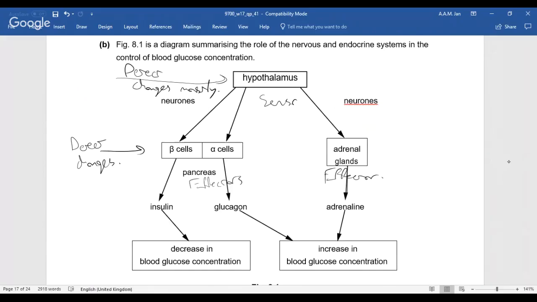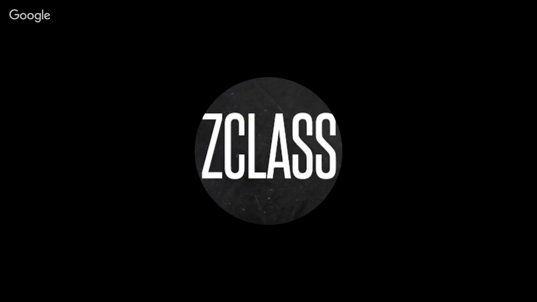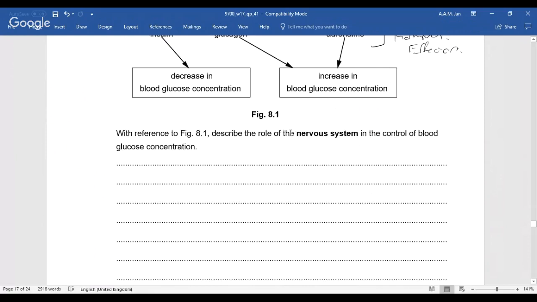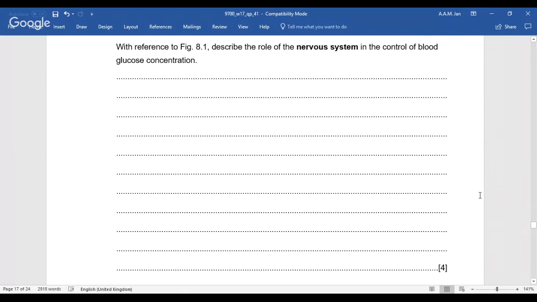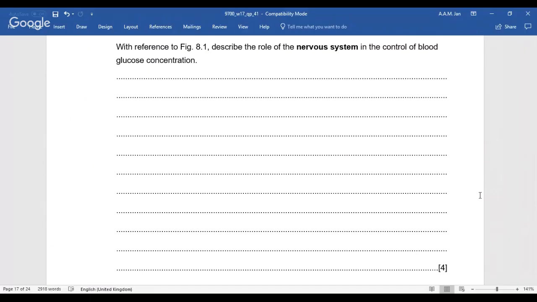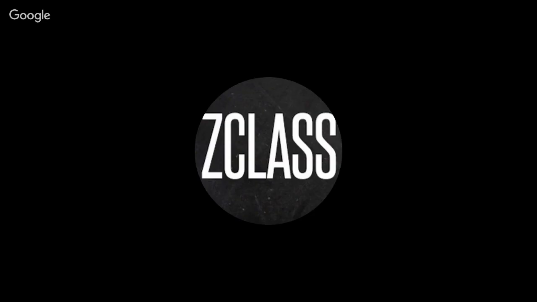And then insulin, glucagon, and adrenaline are all hormones. Okay. So with reference to figure 1, describe the role of the nervous system in the control of blood glucose concentration. So Kaneko, can you give me an answer for that question? So when the blood glucose concentration increased, beta cells send insulin? Yeah, beta cells will secrete insulin, that's correct. And when the blood glucose concentration decreases, alpha cells send glucagon, and then your blood glucose goes back to normal.